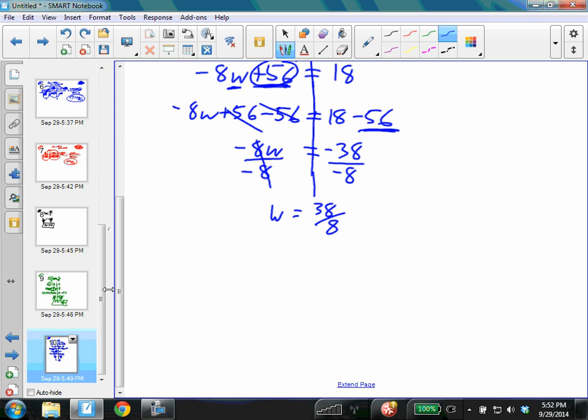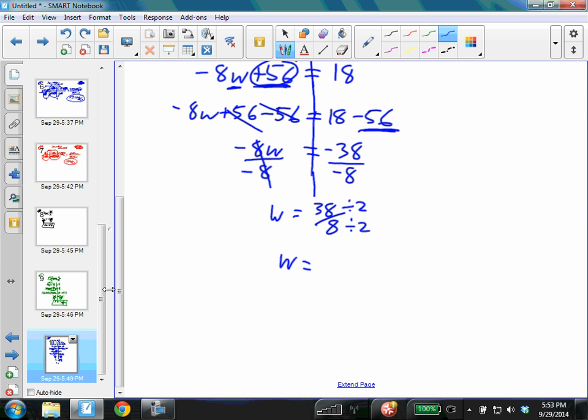But this fraction right here is one that can be reduced, right? There's a number that I can divide both 38 and 8 by. Okay? So what I'm going to do now is I'm actually going to look and I'm going to say both of those can be divided by 2. So I'm going to divide the top number by 2.